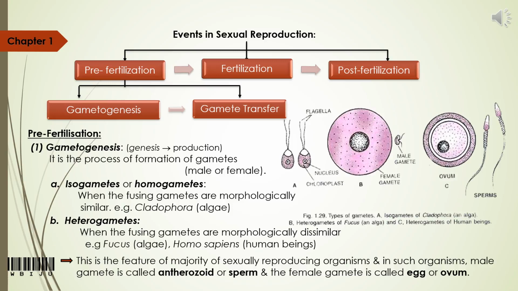And in such condition, male gametes can be known as androzoid or sperm, and female gamete is known as egg or ovum.